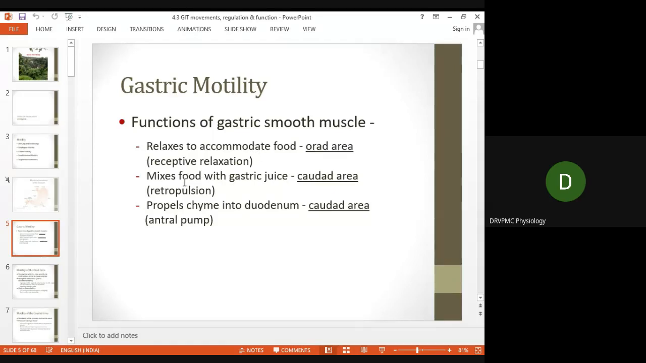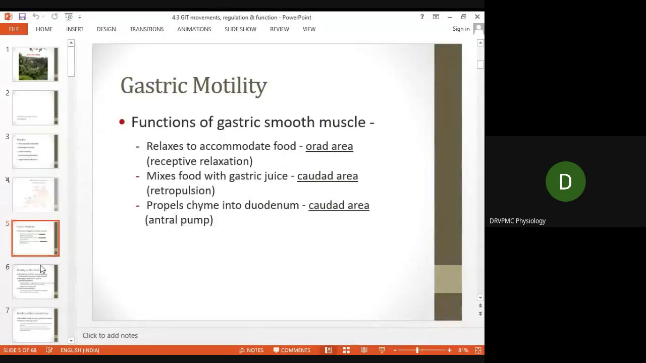Then the second is mixing of the food with the gastric juice. This process occurs in the caudate area, that is towards the distal half of the stomach. This is by retropulsion, mixing of the food with the gastric juices. And the third is propelling of the chyme. The food which is mixed with the gastric juices is called chyme. It propels the chyme into the duodenum. This process also occurs in the caudate area, the distal half of the stomach, and the process is hastened by the pump-like function of the antral muscle, called the antral pump.